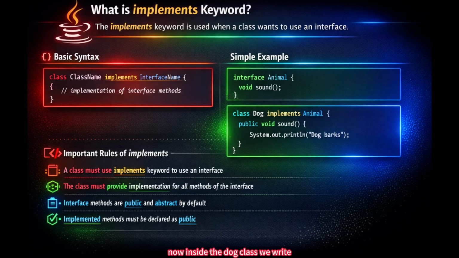Now inside the dog class we write public void sound. This is the implementation of the sound method. Because the interface animal has a method sound, the dog class must override that method. Inside this method we write system.out.println("dog barks"). So here we are giving the body of the sound method. This method prints dog barks on the screen.